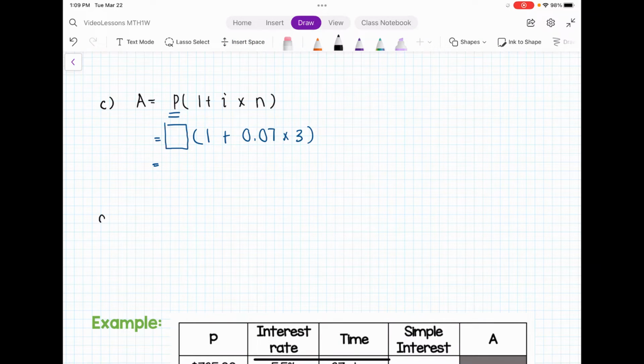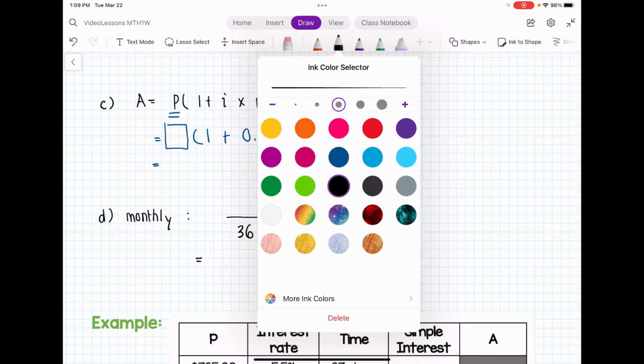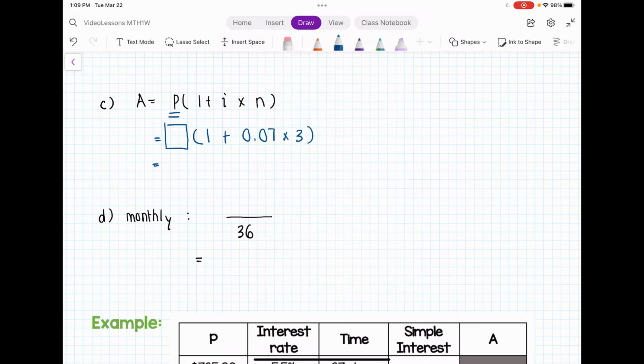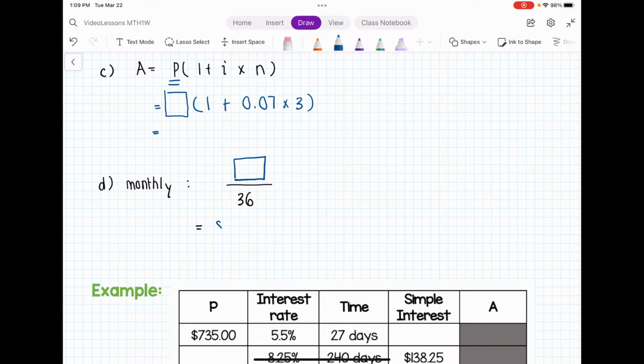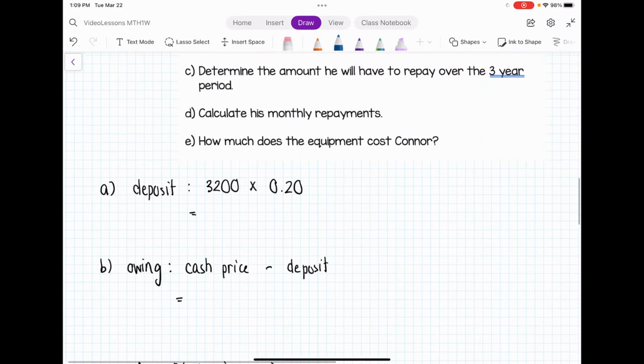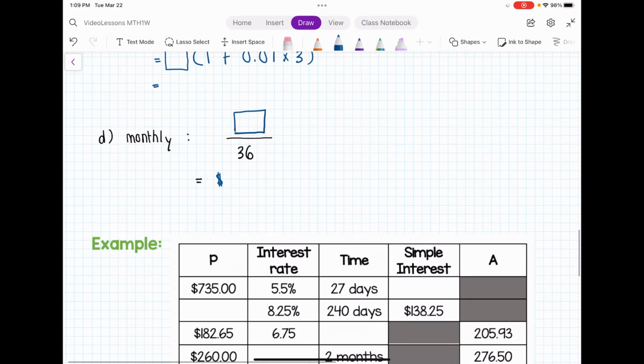So to do that, you're going to need to take the accrued amount and divide it by the number of months. So he's paying it over 3 years. 3 years is 36 months. So you're going to have to divide it by 36 and then get your final answer. So in here comes the accrued amount. So I want you to put that amount in there and divide it by 36, and that gives you his monthly installments.